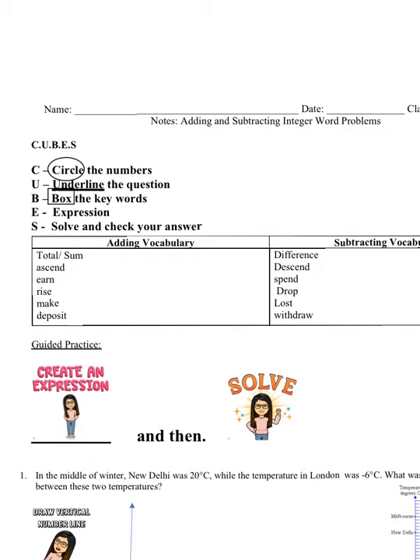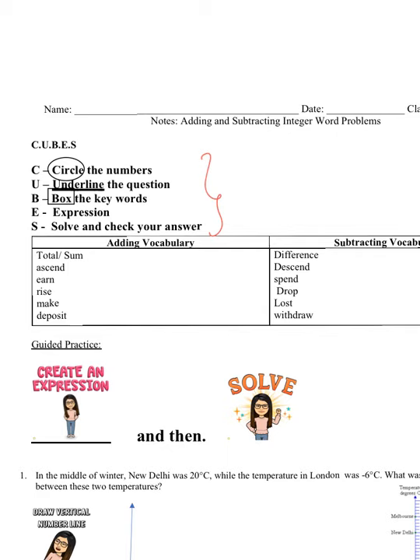Today we will solve adding and subtracting integer problems. When we see a word problem, we're going to follow the CUBES guideline right here. If we see the numbers, we circle the numbers. If we see the question, underline the question. If we see the keyword, we box the keyword that we think is helpful to solve that problem, and then we create an expression, solve, and check the answer.